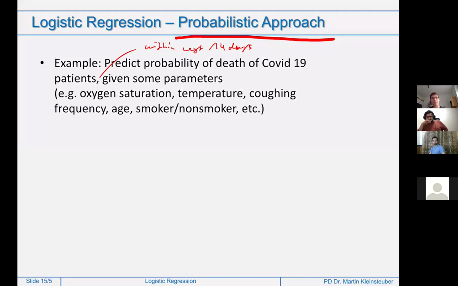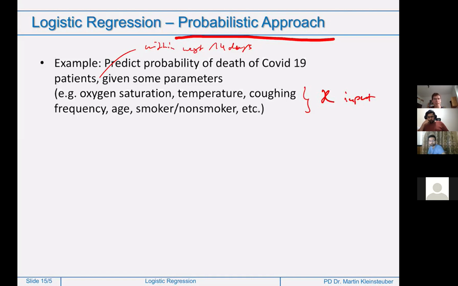If this is our problem, given some parameters, we have our input parameters x. So this here is our input x. And here perhaps you see a little bit what I mean with designing a random variable. We have, for example, oxygen saturation, the temperature of each individual, whether he or she has fever or not. You can look at coughing frequency: how often is the patient coughing within the last hour or so? The age should play a role. It should matter whether the patient is a smoker or non-smoker, and all these things. The more you know about your patients, the better you could design this input variable x.